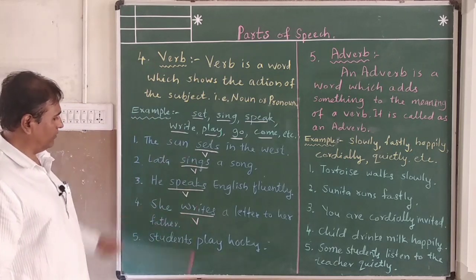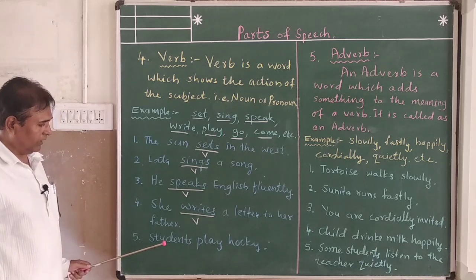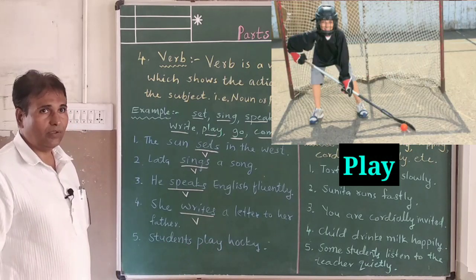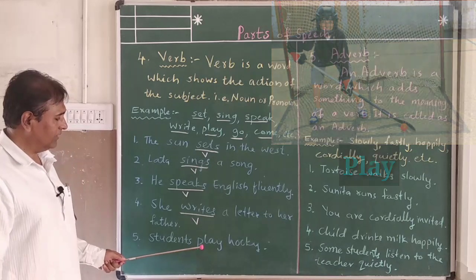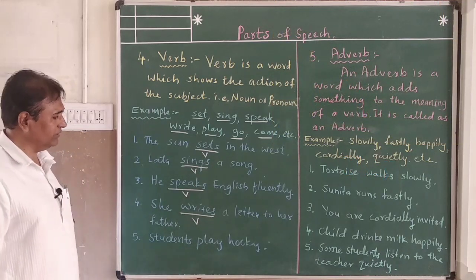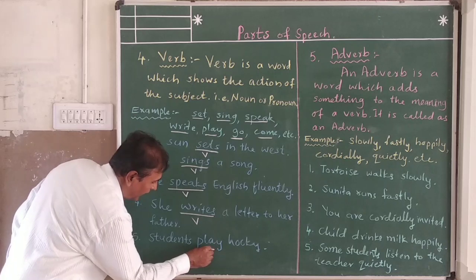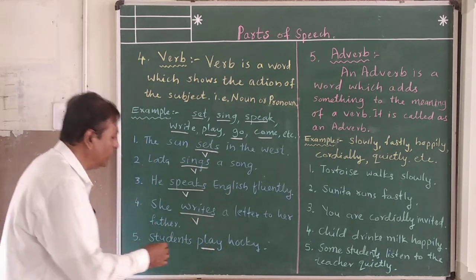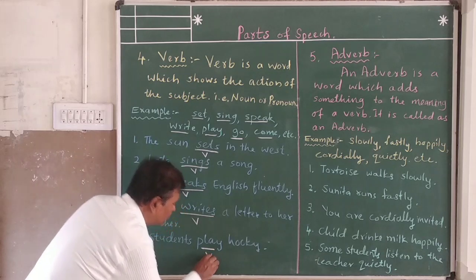V means verb. Number 5. Students play hockey. What is the word here? Which shows the action? Play. Students play. This is the verb which shows the action of the subject.